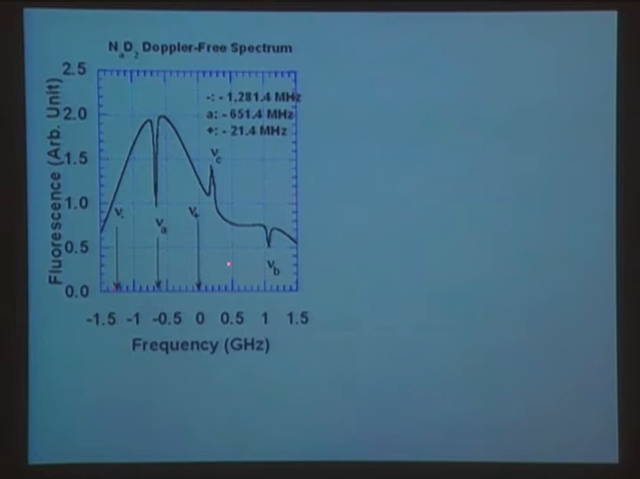Instead of the Doppler-broadened spectrum, now you get a spectrum like this, which has very sharp valleys, saturation. So this allows you to lock the laser in the correct place with the accuracy of 1 to 2 megahertz. Therefore, you can determine the wind and so on.